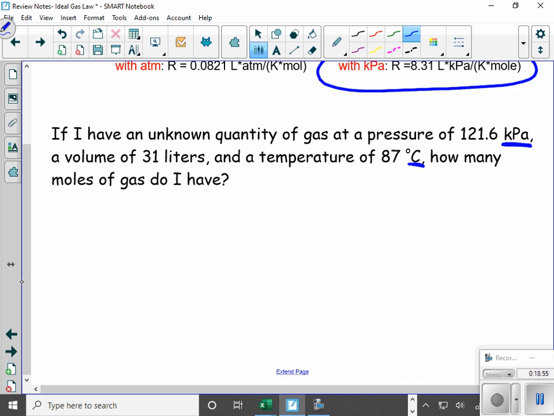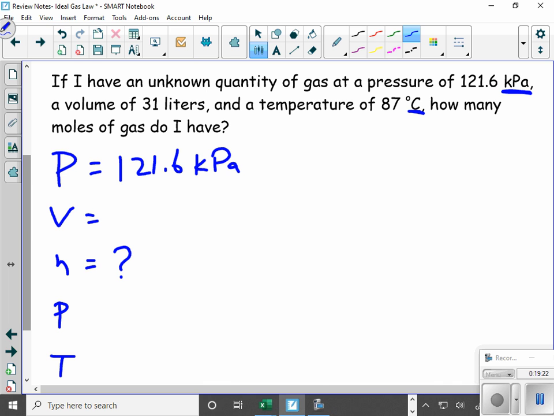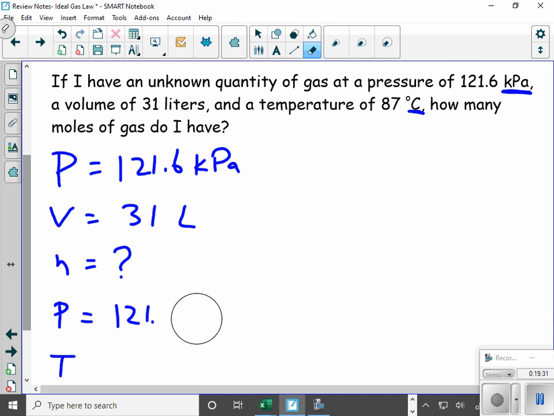But once again, I just line up my PV equals nRT. I need to calculate how many moles. So my n is my unknown. So I should have everything else. Pressure is 121.6 kilopascals. Volume is 31 liters. Pressure is 121 point, wait. That's not P. What am I doing here? That's an R. R is the 8.31.